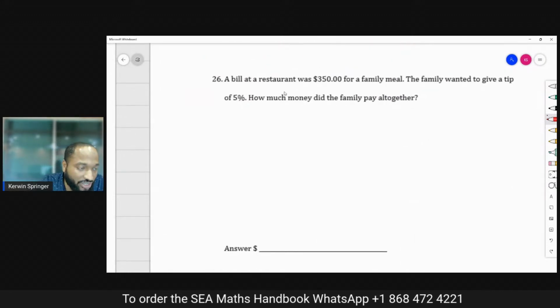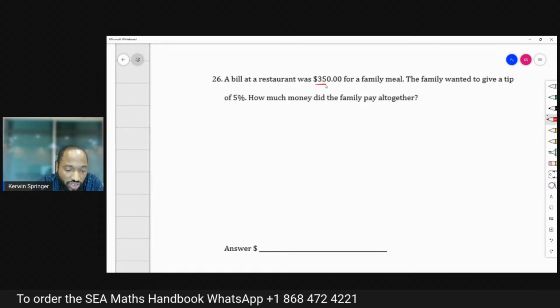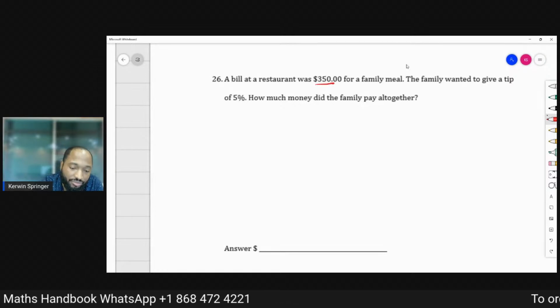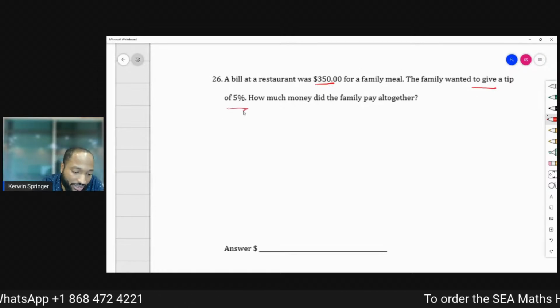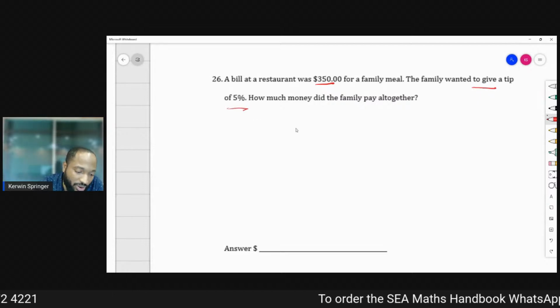So a bill at a restaurant was $350 for a family meal. The family wanted to give a tip of 5%. So how much money did the family pay altogether? Well, we need to find the tip.